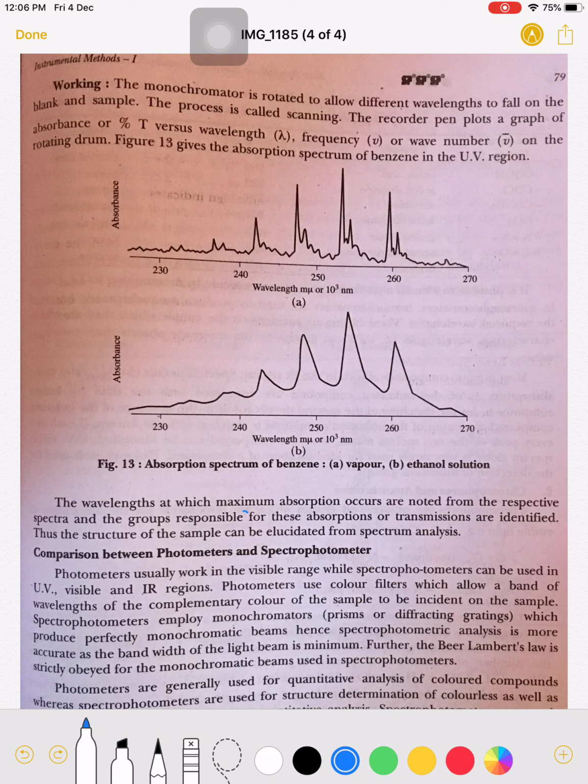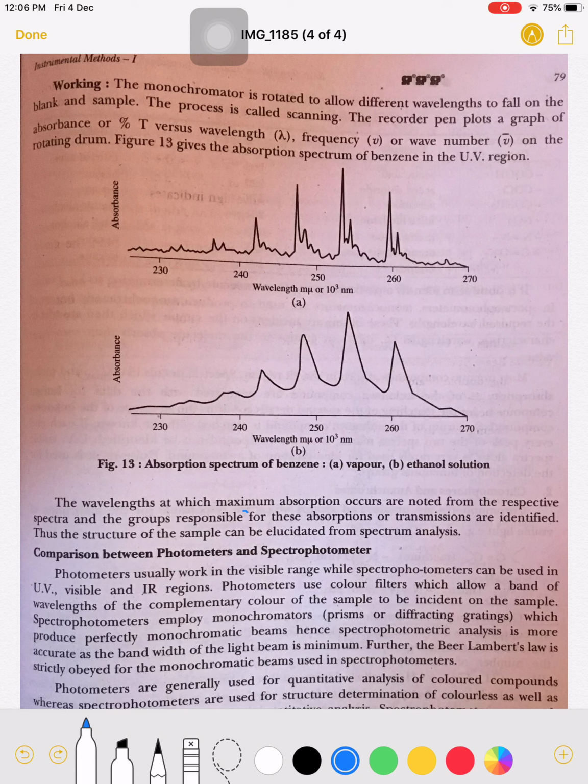Now we are going to compare the photometer and the spectrophotometer. What is the difference between a photometer and a spectrophotometer? For the first one, photometers usually work in the visible region, while a spectrophotometer can work in the UV, visible or IR region. So we can use a spectrophotometer in different regions of UV, visible and IR, but for photometers we require only the visible region. The next difference is that photometers use color filters which allow a band of wavelengths of the complementary color of the sample to be incident on the sample.